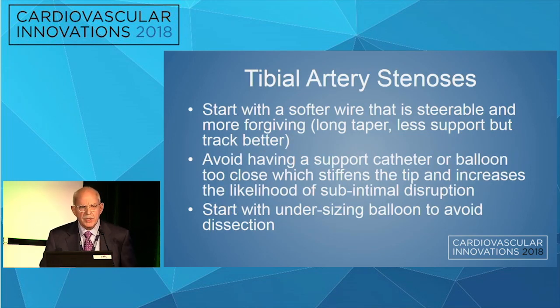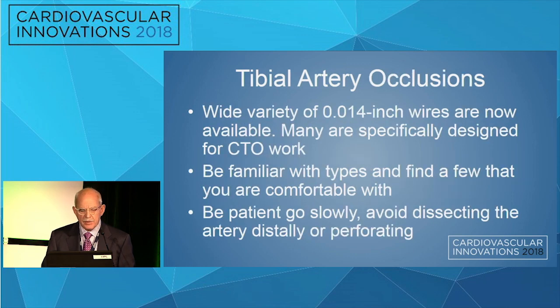So with a tibial artery stenosis, how should you approach it? Start with a softer wire that's steerable and more forgiving. A long taper provides less support, but it often tracks better, especially through a long stenosis when you're not trying to bridge a total occlusion. Avoid having a support catheter or balloon too close. This tends to stiffen the tip. It increases the likelihood of a subintimal disruption, dissection, or even perforation of the vessel. Start by undersizing the balloon to avoid dissection.